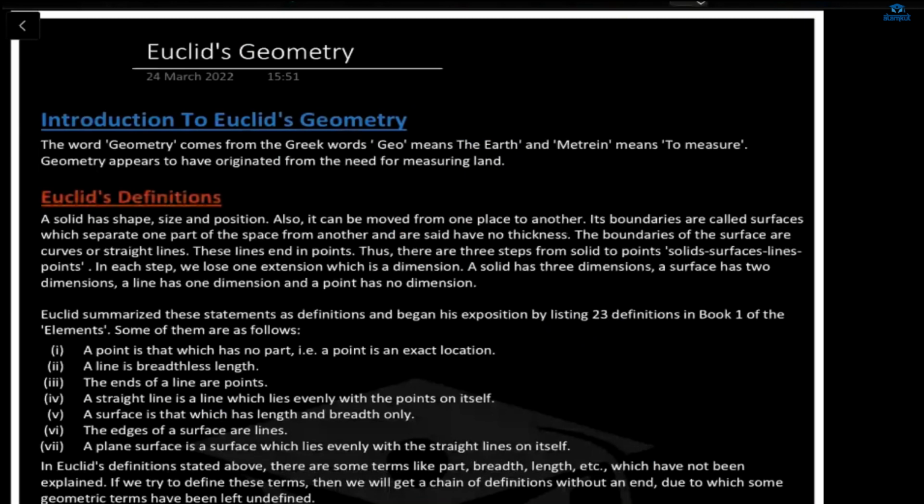So today we are going to start with Euclid's geometry. In Euclid's geometry, as I told you, it is all theory. We will find some Euclid definitions, some common definitions.